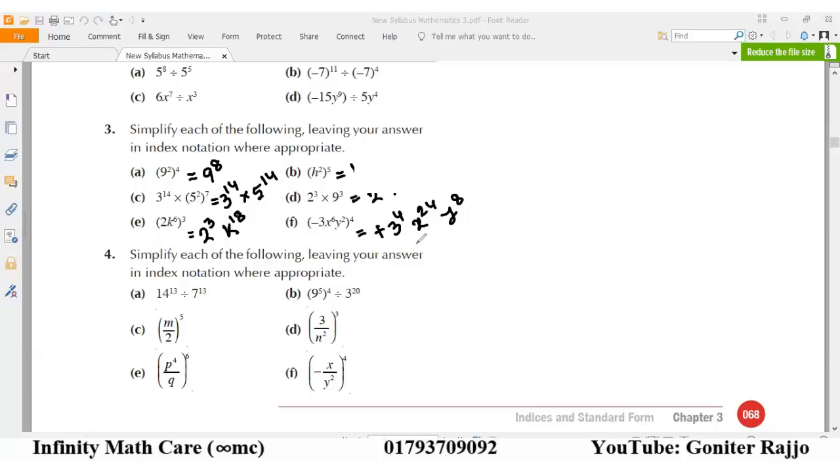So we can keep our answer in that way. So that is the final answer of 3F. I hope you understand up to 3 properly. Now go to number 4.